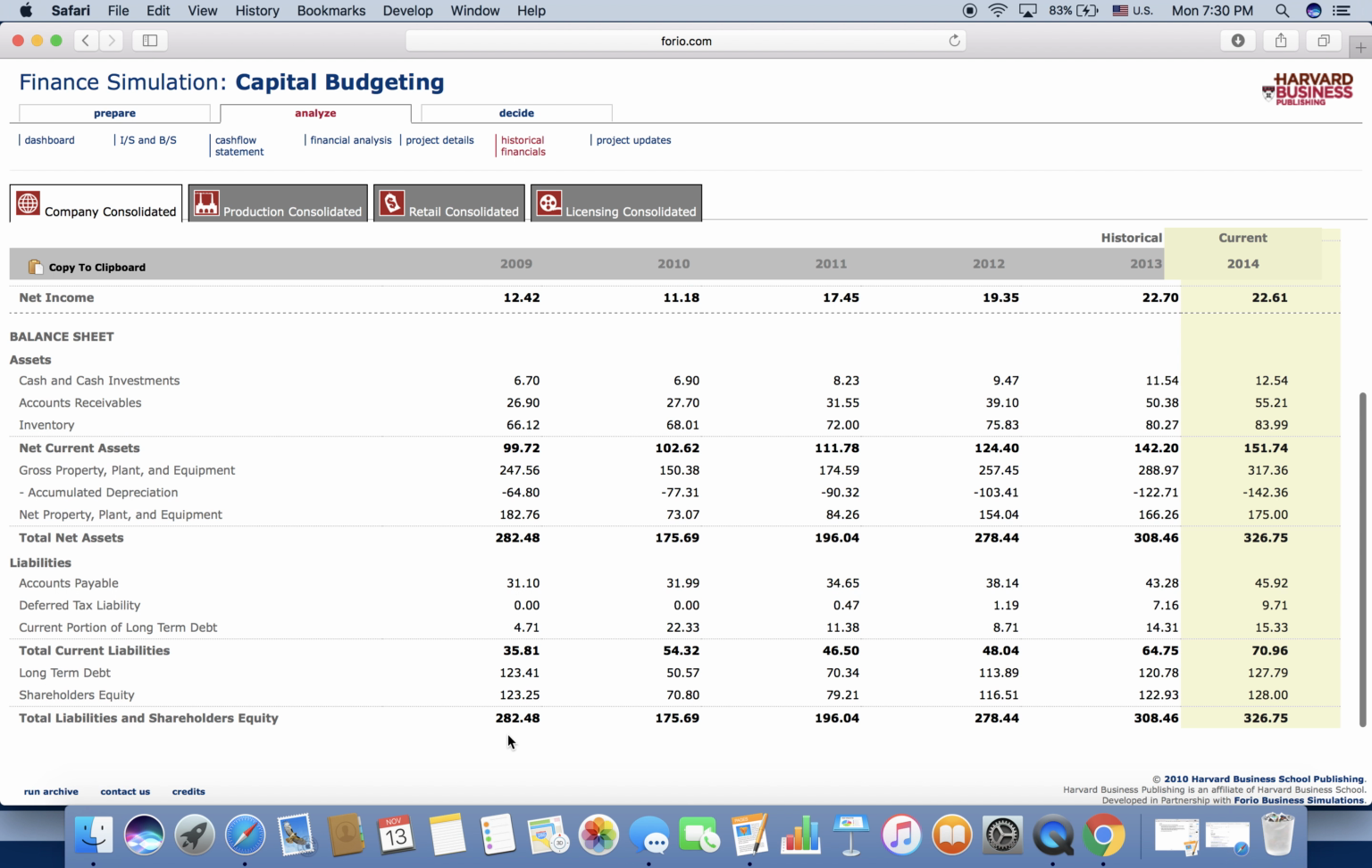And then if we look at my total liabilities and shareholders' equity, in 2009, I got 282.48. And then in 2010, I fell short again. I got 175.69. But then from there, it looks like I started going up again.